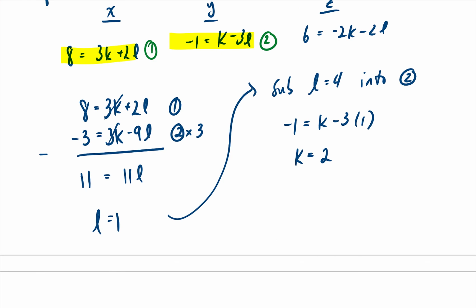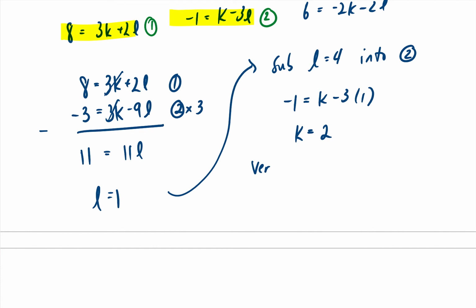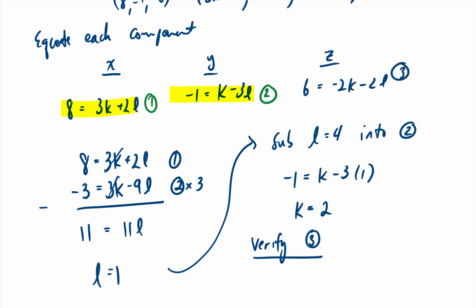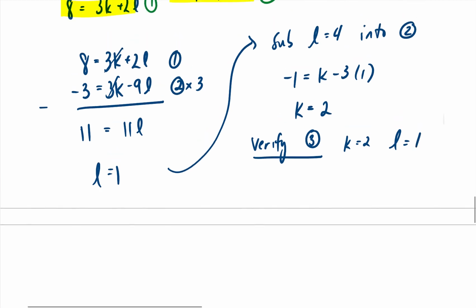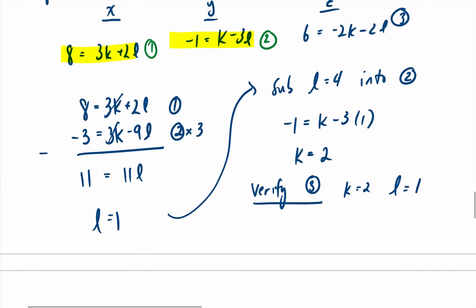So we've used equation 1 and 2. And this should always work. You should get a value for k and L. You have to verify it with the z component. So we used 1 and 2, so we verify with the third equation. So that's this one right here. So we're going to take our k value of 2, our L value of 1, and check to see if that also works for our z component.